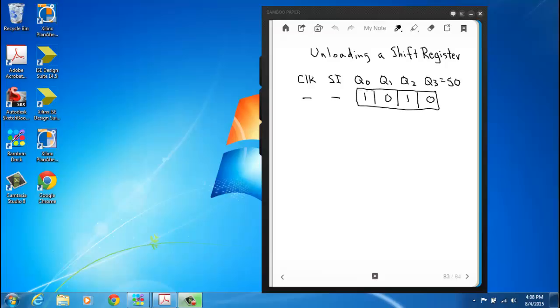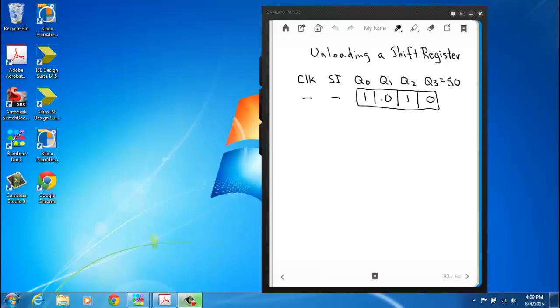So if you're unloading a shift register, that means it's previously been loaded. So the initial state here is that you have some data that has been loaded. I'm using an example of a 1010, where if Q0 was our most significant bit, determined by the designer, this would be a binary 10. So this binary 10 was loaded previously, and now we're going to unload it from the shift register.